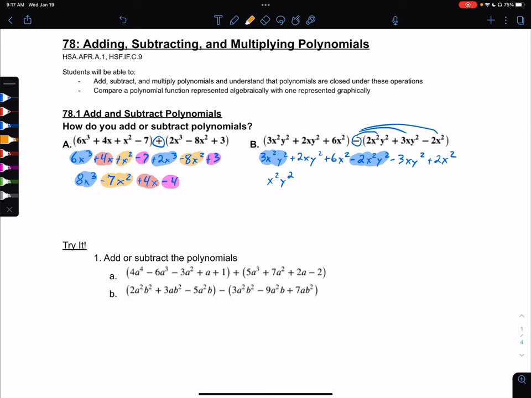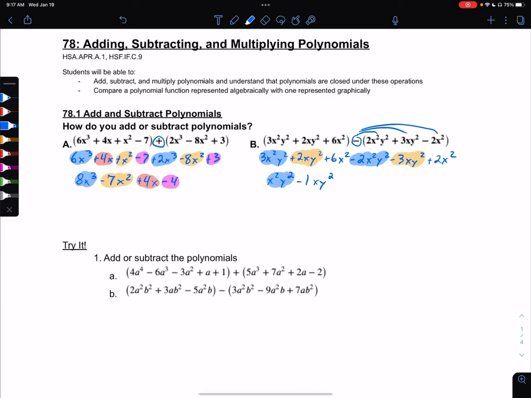For this one, I'm going to go not necessarily in a specific order. I'm just going to start combining them as I see them matched up. So I'm going to take 2xy squared. I want to find something else with xy squared. There might not be. There doesn't always have to be like terms, but in this case there is. So we have 2 minus 3. That's going to give us negative 1. And remember, our variables and exponents remain the same.